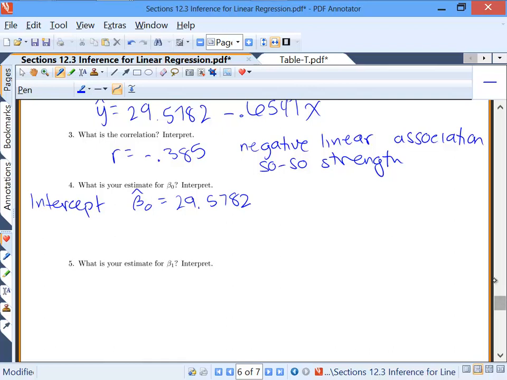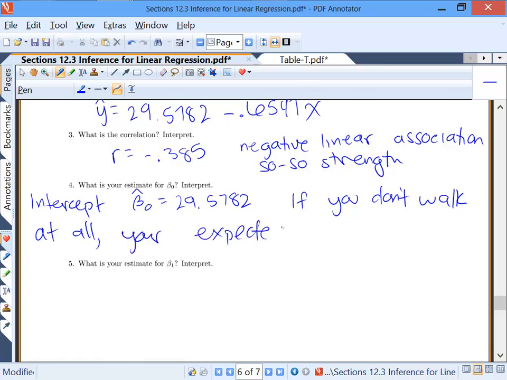If you don't walk at all, so if you have 0 steps per day, your expected body mass index is 29.5782. Okay, could that be a practical interpretation? If you don't walk at all, could 29 be a realistic BMI? Probably, so this one could have a practical interpretation.